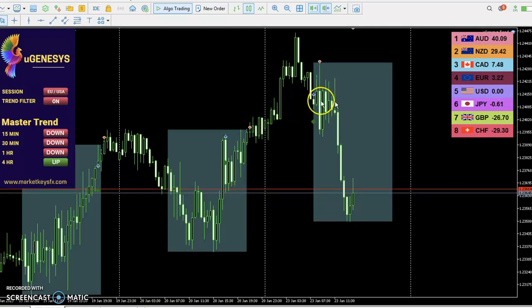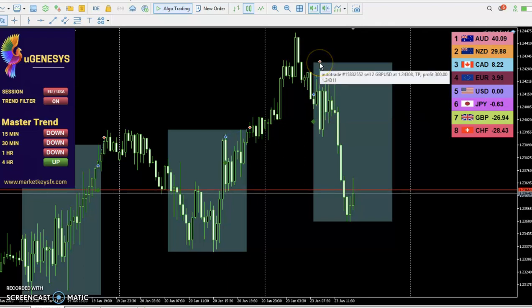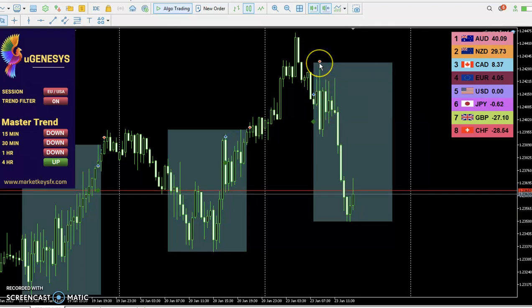Now, this morning at that time, our master trend was giving me all up. So 15 minutes was uptrend, 30 minutes was uptrend, 1 hour was uptrend. So this was where I entered the trade and I exited right here. So this was my take profit.